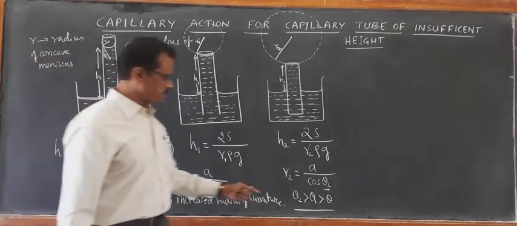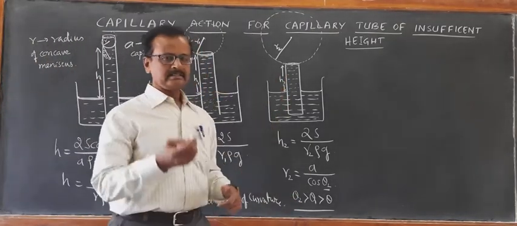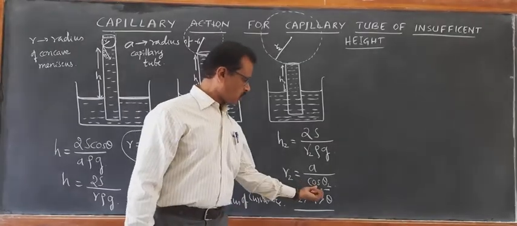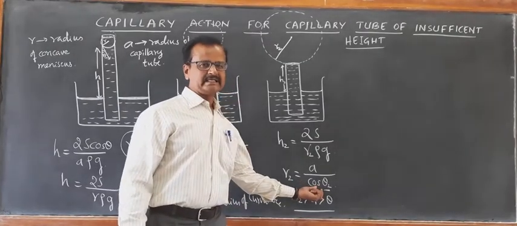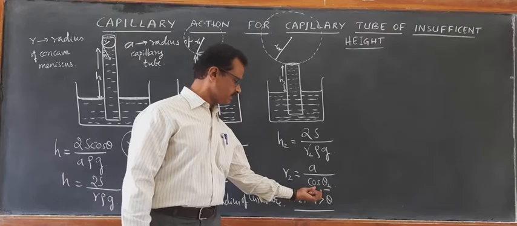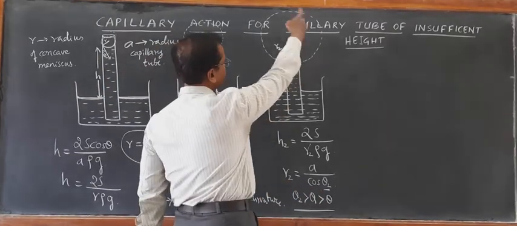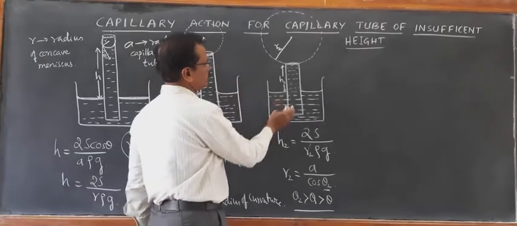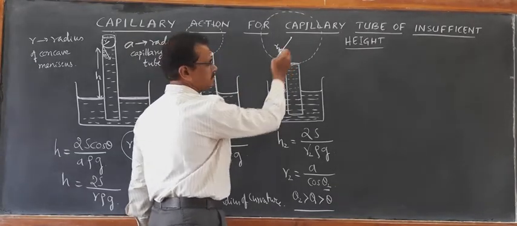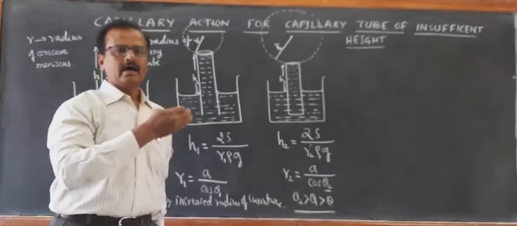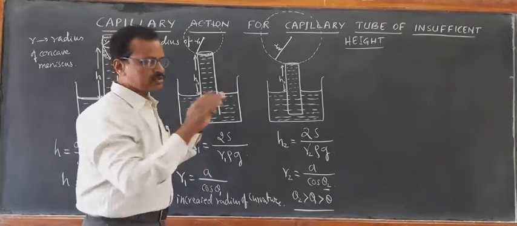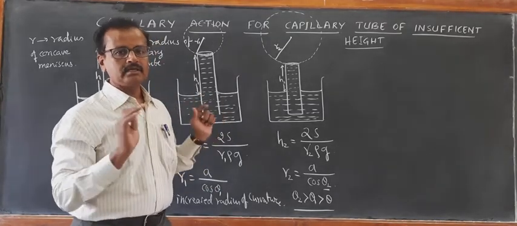So, as the angle of contact increases, naturally what happens? Cos of that increased angle decreases. As the cos value decreases, the radius of curvature increases. So, as a result of increased radius of curvature, water rises up to that and attains that curvature of larger value, and stops. So, the water doesn't overflow.